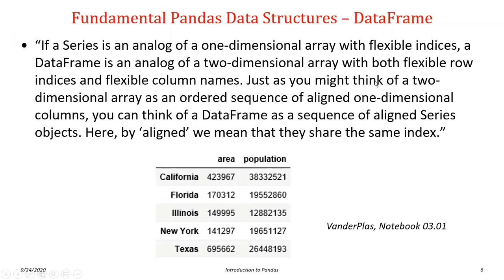So a series is a one-dimensional array with flexible indices. So you can have numeric indices, or you can have key-based indices. As we'll see later on, we can have more sophisticated types of indexes also. The data frame is a two-dimensional array with indices for the rows and indices for the columns. Okay, and these columns are all aligned based on the row indices. So in other words, they share the same index, as we would expect for this type of rectangular data, right? If I'm trying to compare the area and the population of different states, I need the values to align based on these row values.